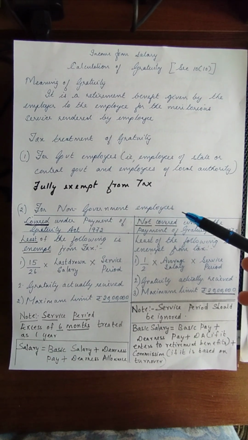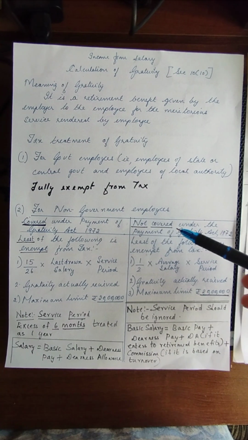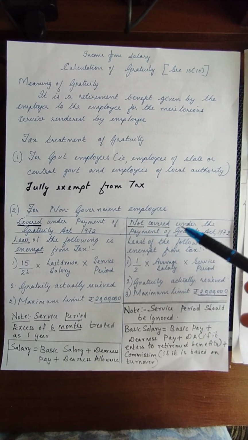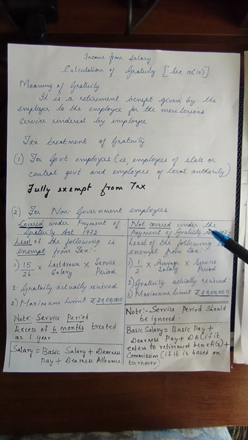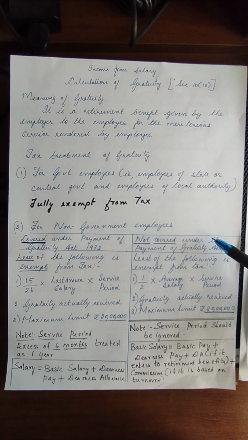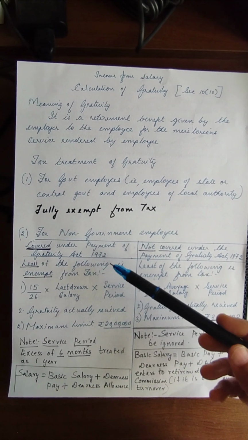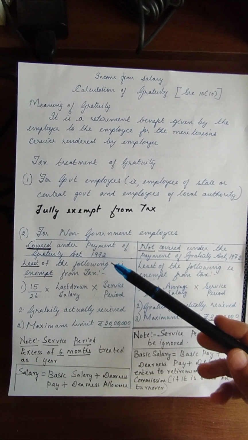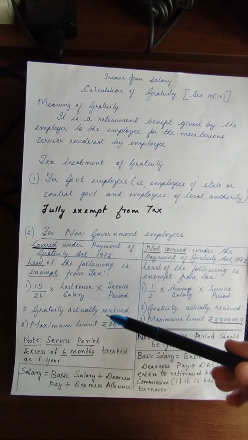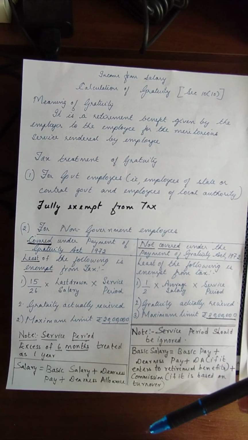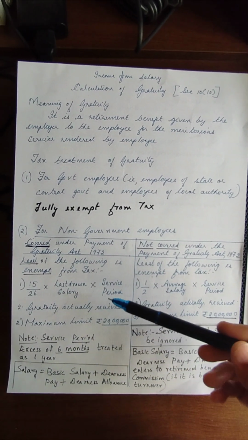And there is one more situation where it is offered for the non-government employees. And under the non-government employees, we have two situations: covered under Payment of Gratuity Act and not covered under the Payment of Gratuity Act. So let us see what actually happens when it comes under the Gratuity Act 1972. There are three conditions given according to the Gratuity Act 1972. Let us see what it is.